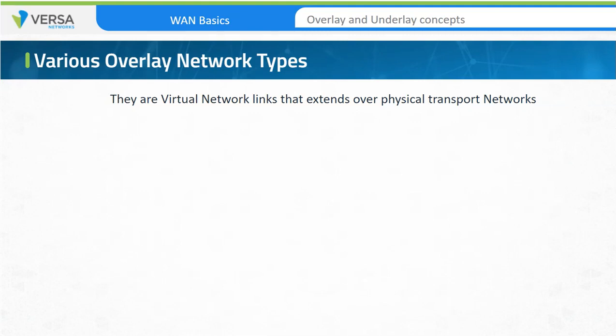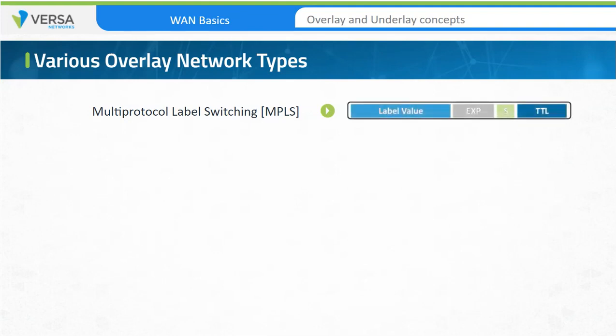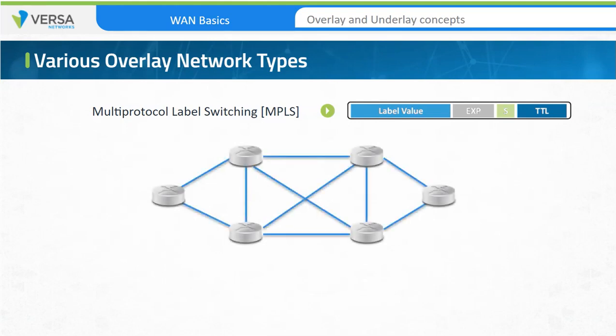MPLS and MPLS-enabled applications use labels to create virtual network links. These virtual network links, or tunnels, are used to forward traffic between service provider edge devices in order to offer different levels of services.